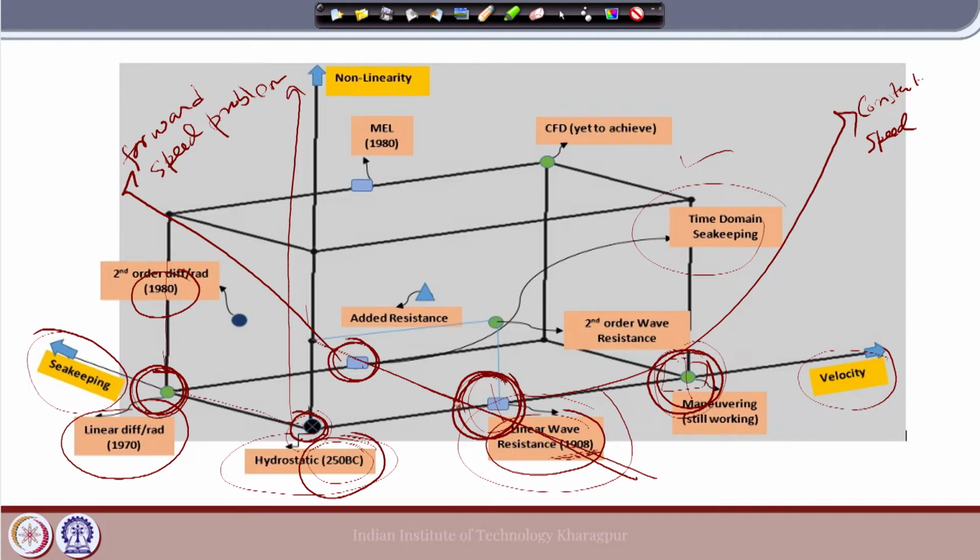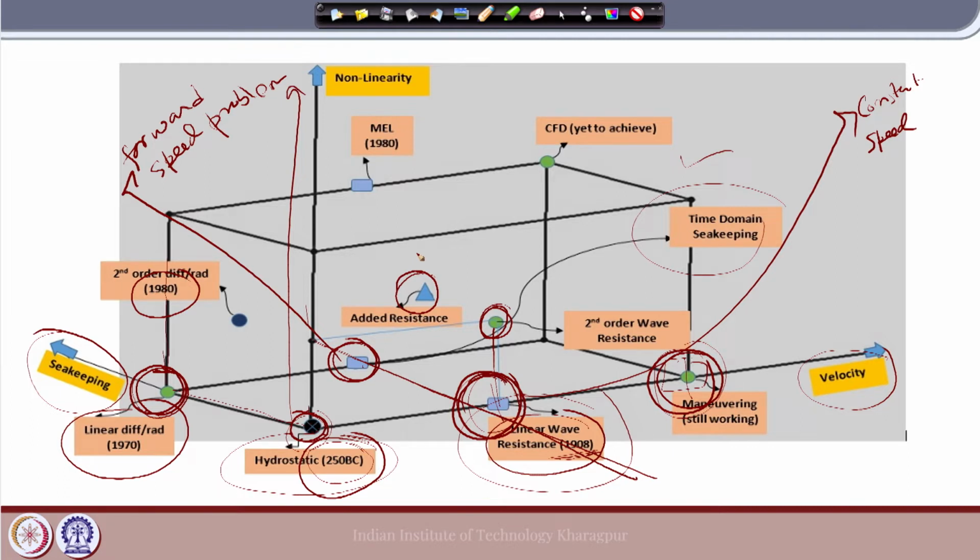Now, there are so many points on the nonlinear side, let us go up a little bit. Here it is the linear wave resistance problem. If you go up to this point, if we still do not consider the waves, we can call it the nonlinear wave resistance. Here we can call it the added resistance, which is nothing but, you can say, the nonlinear part of the wave resistance problem. We can move a little bit more to the nonlinear side.